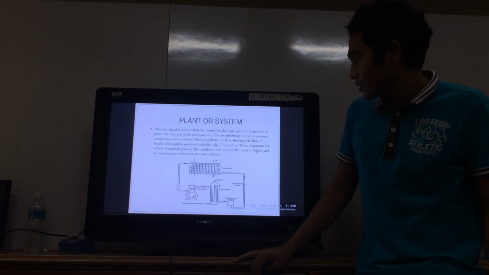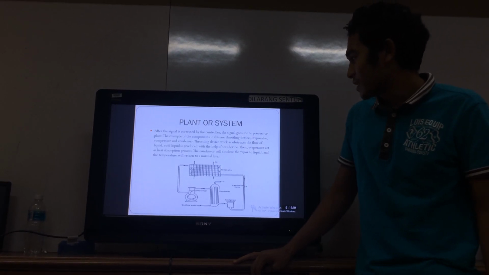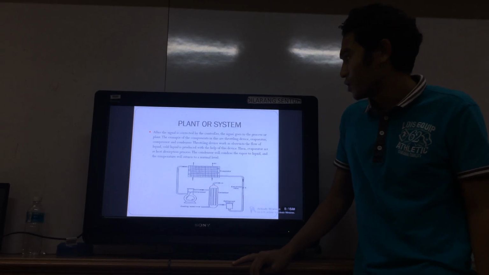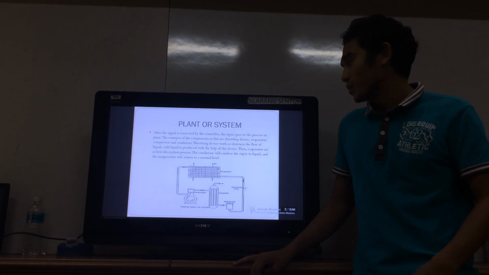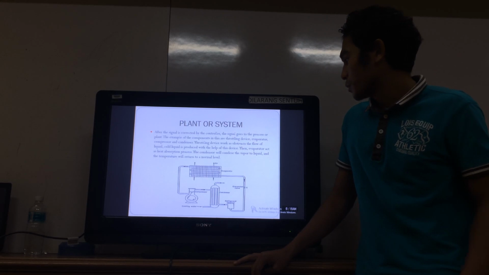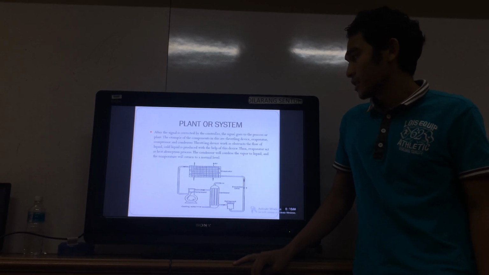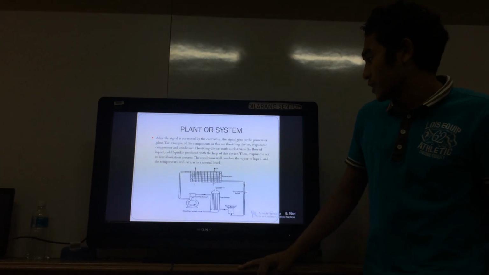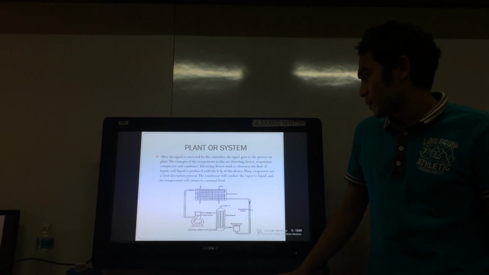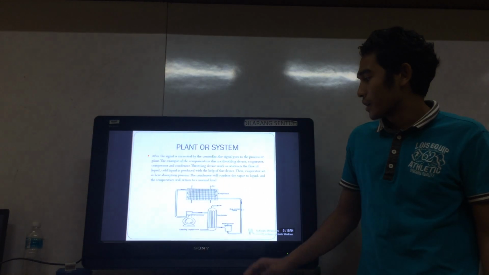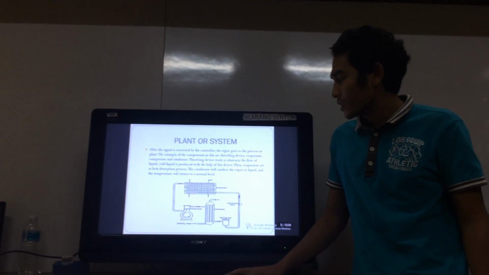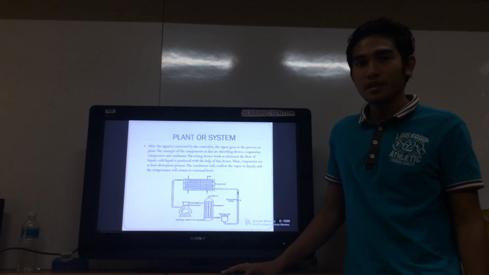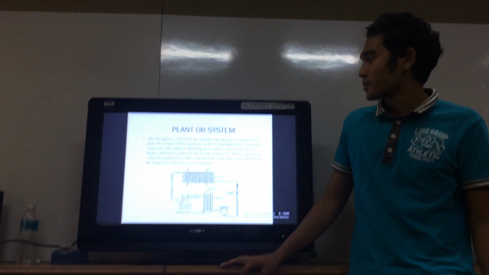For the throttle device, it works to obstruct the flow of liquid, or the liquid is produced with the help of this device. Then the evaporator acts as the heat absorption process. Then the condenser will condense the vapor to liquid and the temperature will return to normal level. This is the diagram of our system, which is a refrigerator system.